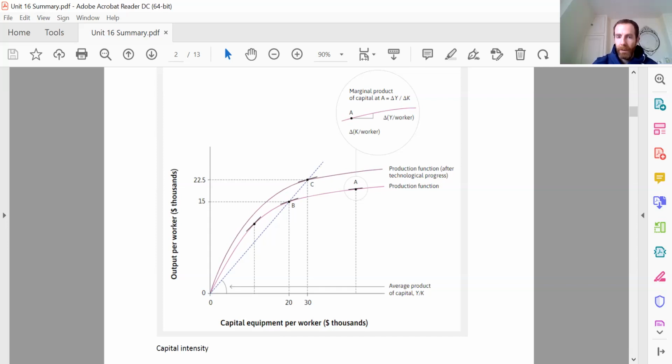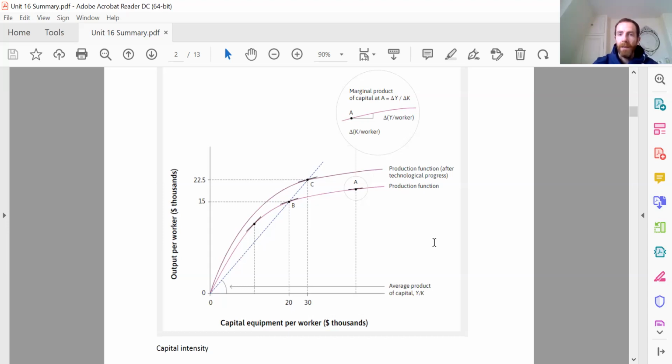So how much capital equipment is available, the value of that capital equipment for every worker. And then our y-axis, our output per worker, right? Our kind of productivity. So what we're actually looking at here is a production function, right? How much output are we getting per worker, dependent on how much capital equipment is available for each worker. And so we see our initial production function is this lower one here, right?